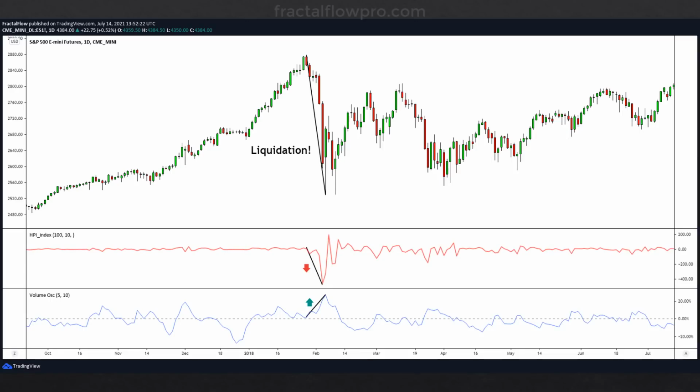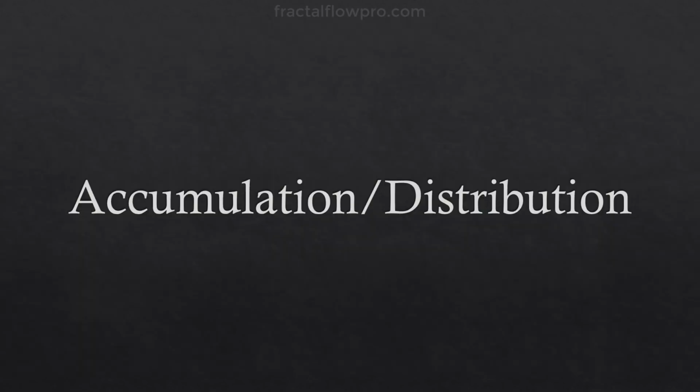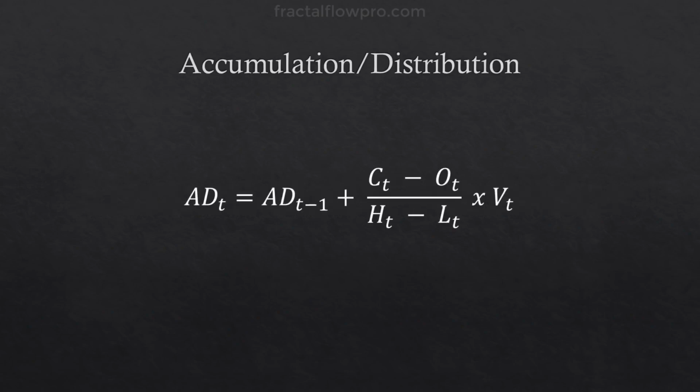Another notorious volume indicator is called accumulation distribution. It detects buying and selling pressure by measuring the ratio between the size of the candle body and the size of the candle range, multiplying that by the volume and adding to the previous value of the indicator.